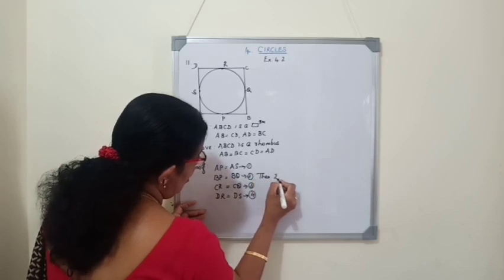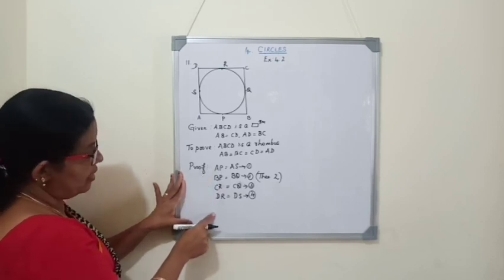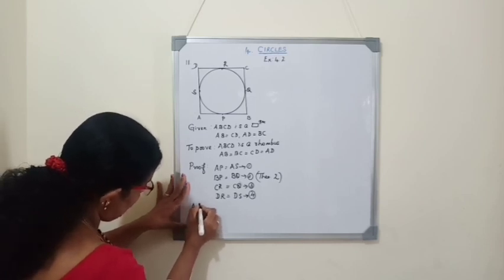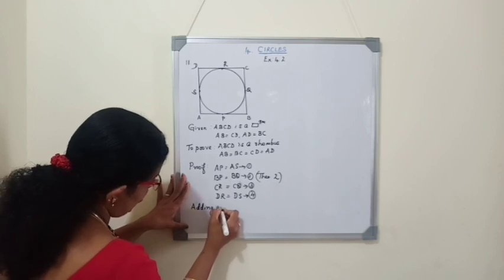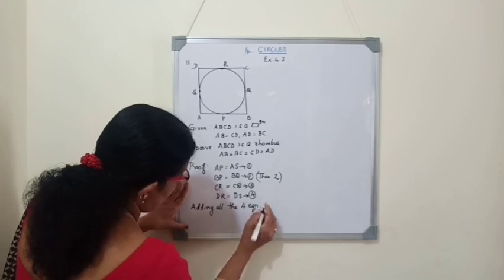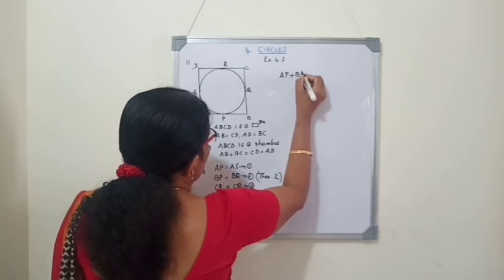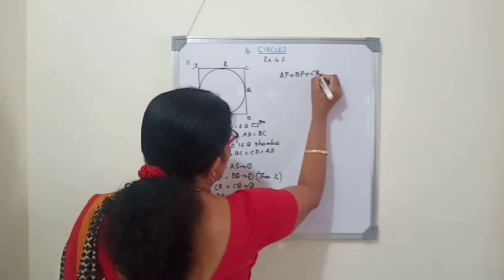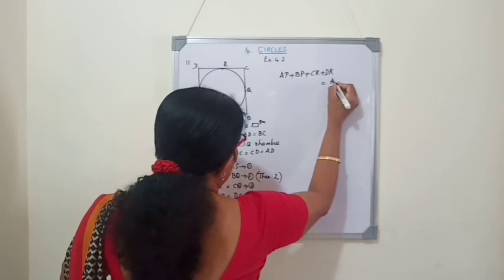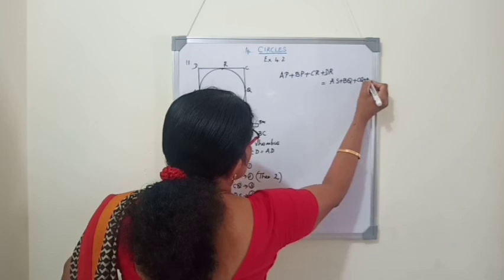Now we will add all the 4 equations. While adding, LHS we will add and write in the LHS place, RHS we will add and write here. Adding all the 4 equations, LHS all the terms we added: AP plus BP plus CR plus DR is equal to RHS: AS plus BQ plus CQ plus DS.